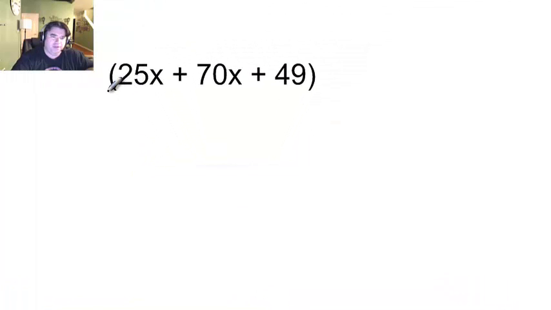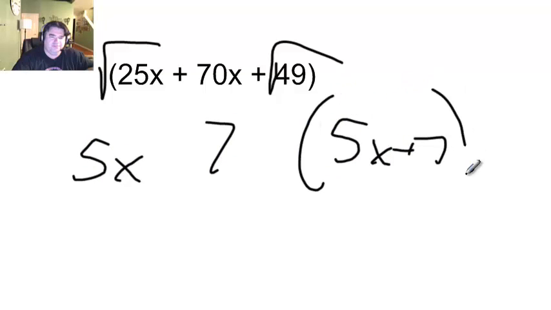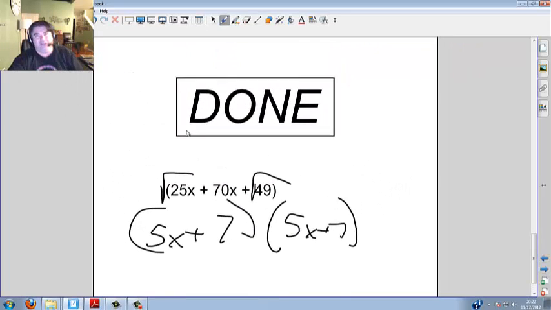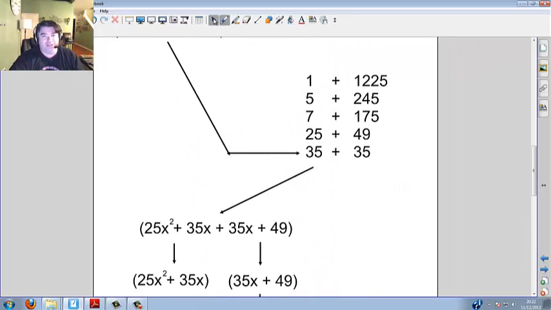Let me show you. Root 5x and 7 and 5x and 7. Plus 5 times 7 is 35, 7 times 5 is 35, 7 times 7 is 49, 5 times 5 is 25, and that's a lot faster than doing all this stuff up here. But hey, whatever makes you happy.